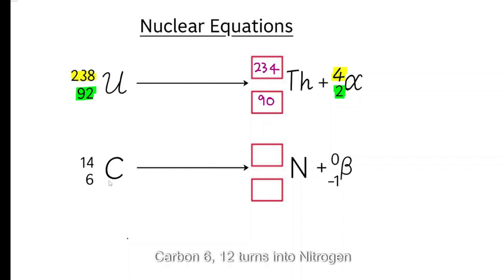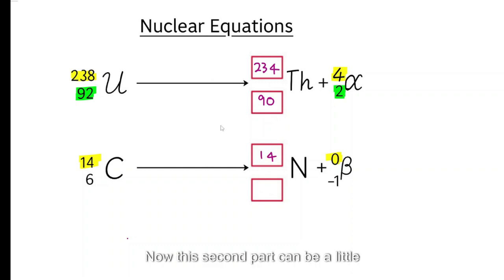Carbon 6 12 turns into nitrogen plus beta radiation. Now in the exam they might use beta, sometimes they use e. They're both the same. Now the mass numbers should add up to 14. So you can see on the left hand side it's 14. Here it is 0. So obviously this must be 14.